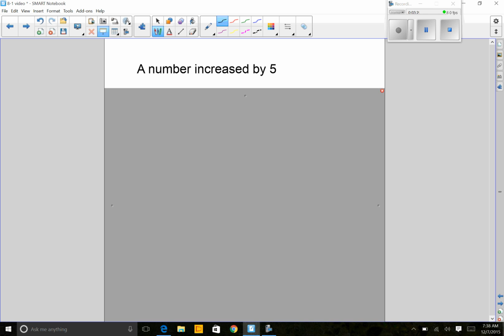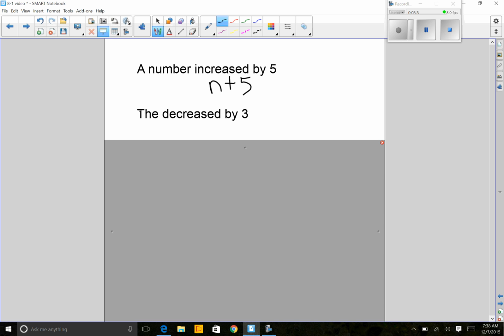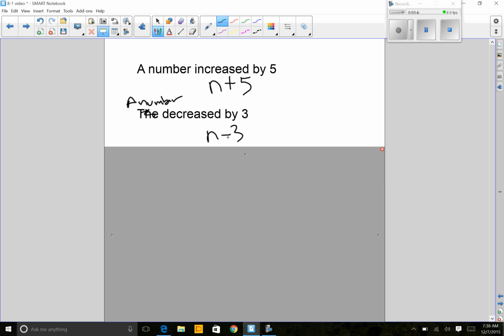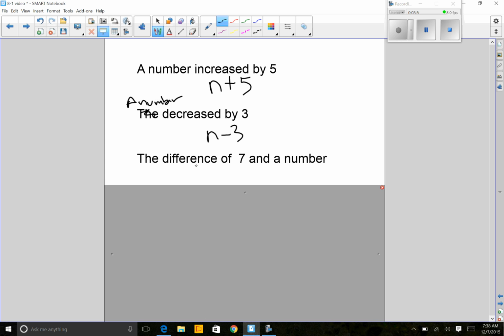Now, there are different keywords that help us with this. A number increased by 5 would be n plus 5. A number decreased by 3 would be n minus 3, right? So it's a number, and it's decreased by 3. These next two are a little bit tricky. The difference of 7 and a number would be 7 minus n.